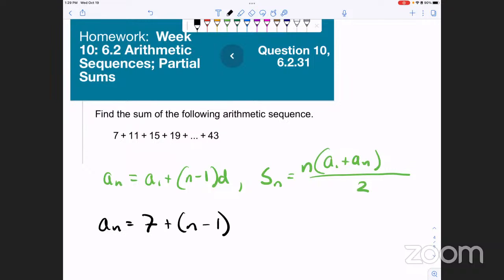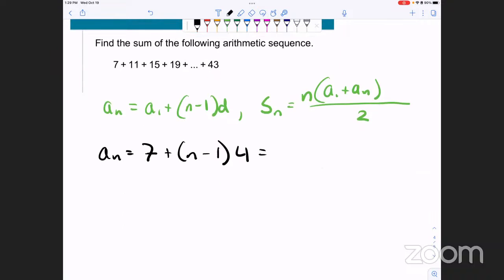Now if it's an arithmetic sequence, the common difference, it looks like we're adding 4 each time. So our common difference is 4. Okay. So if we want to solve for n, notice 7 is when n is 1, 11 is when n is 2, 15 is when n is 3. So we need to see what n is associated with 43, right? So we're going to put 43 here. And so at this point, we have one equation, one unknown, we can solve for n.